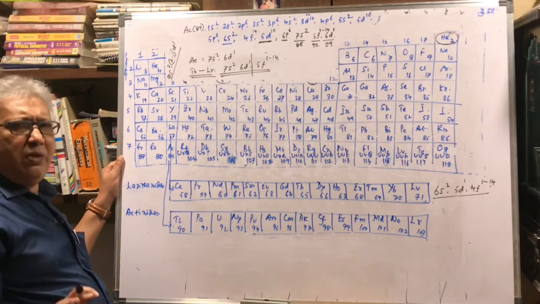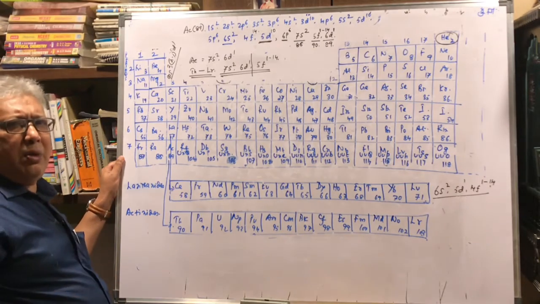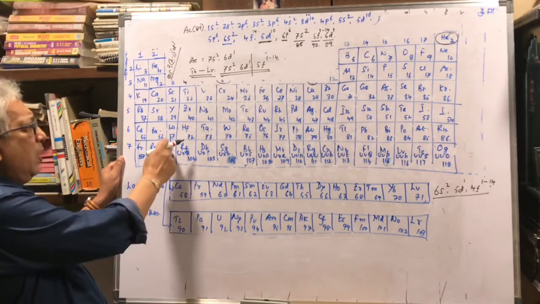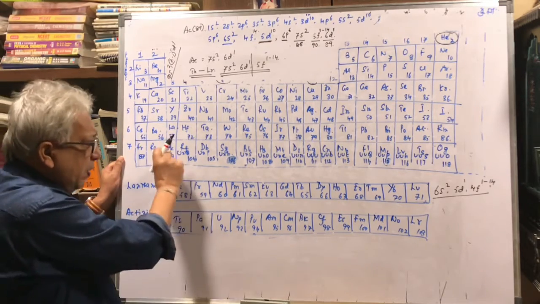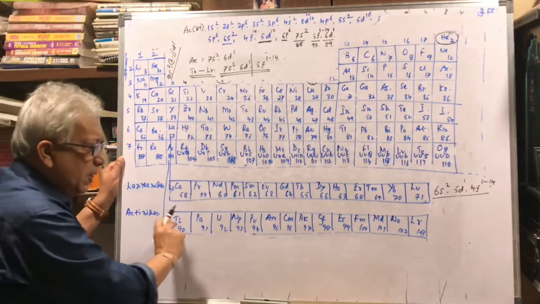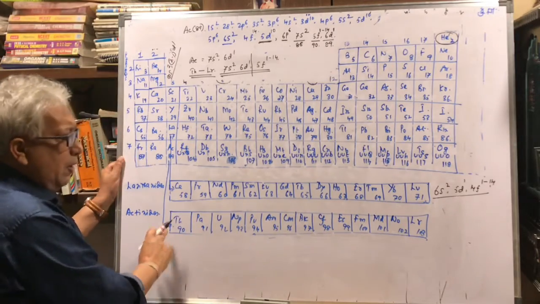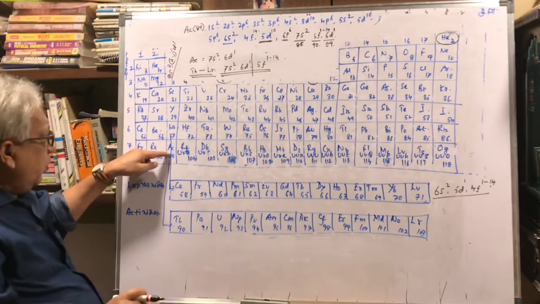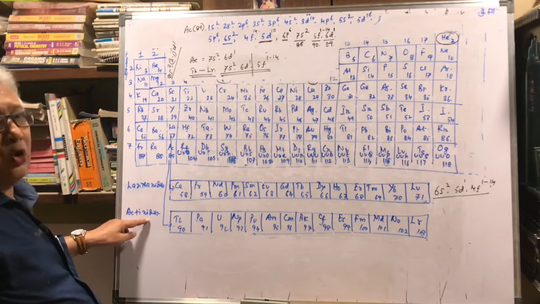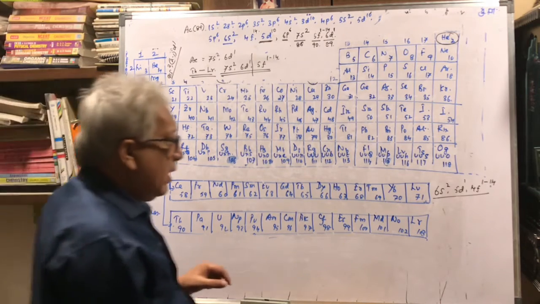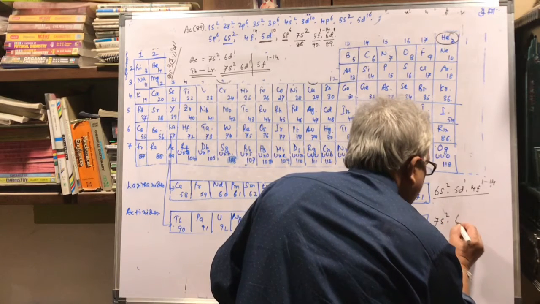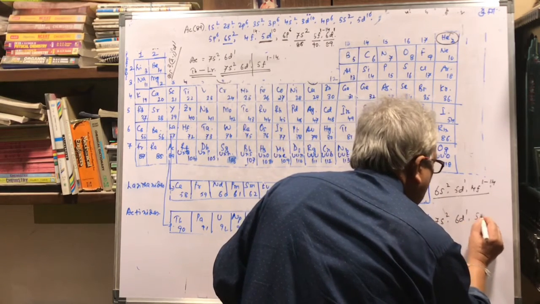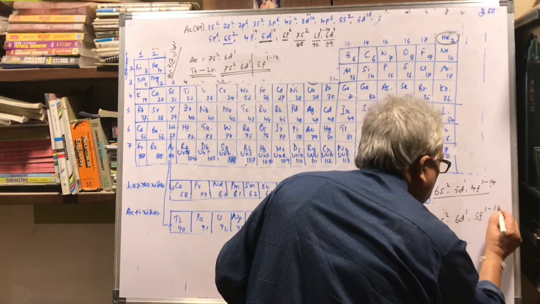That is, main behavior will depend upon ns2, (n-1)d1. So they are considered to be additional members of group 3. But again, placing them becomes difficult. So they are placed separately down here. And this series follows actinium, and that is why it is called the actinide series, or they are called actinides. And if you ask me their configuration, 7s2, 6d1, 5f 1 to 14.